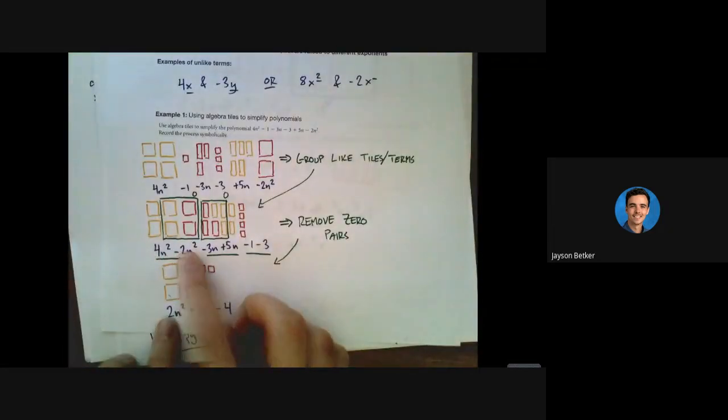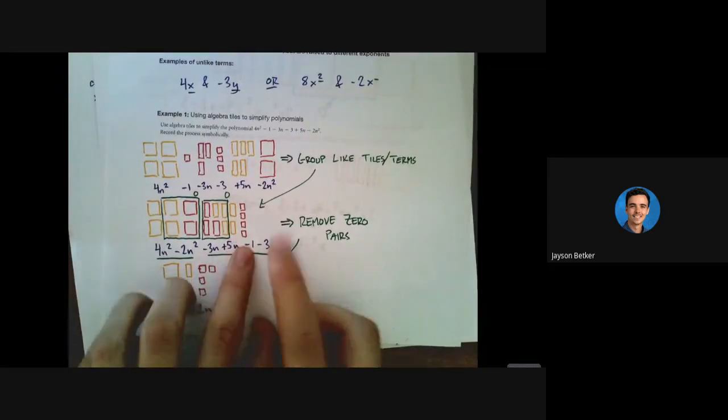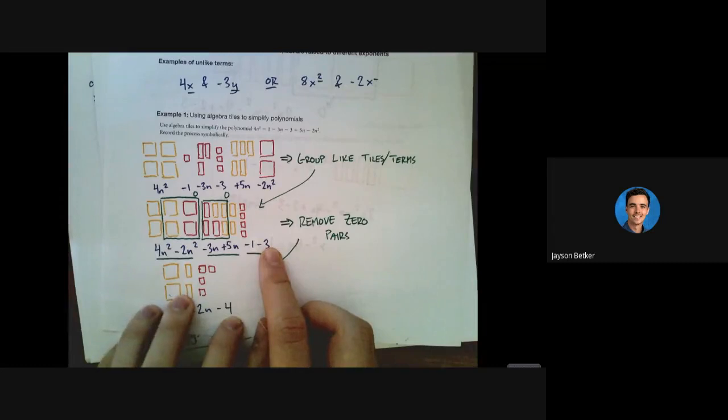So all we have to do now is do the exact same steps. Remember, our first step was to group the like tiles. Well, in this case, we're not going to use tiles. We're just going to use terms. So group the like terms and then add the coefficients, right? That's what we did on the last page. I'll show you one more time here. We added the coefficients. 4 minus 2 gave us 2. Minus 3 plus 5 gave us plus 2. Minus 1 minus 3 gave us minus 4. Now we could see it visually, but that's actually what was happening mathematically as well.